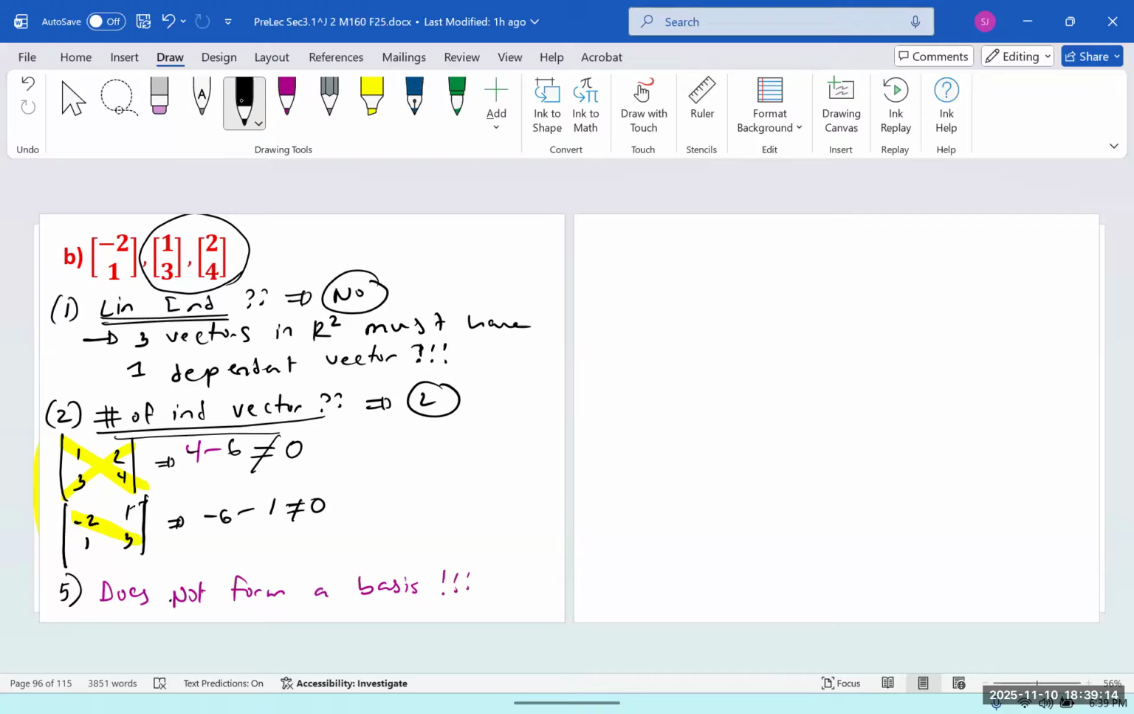Okay, so if you want to find out how they're connected or how they're dependent, then you can look for your 2 constants that will give the third vector. But we are not looking for that here. We are looking for how many independent vectors we have. We have 2 independent vectors in R2. So that tells us question number 3.